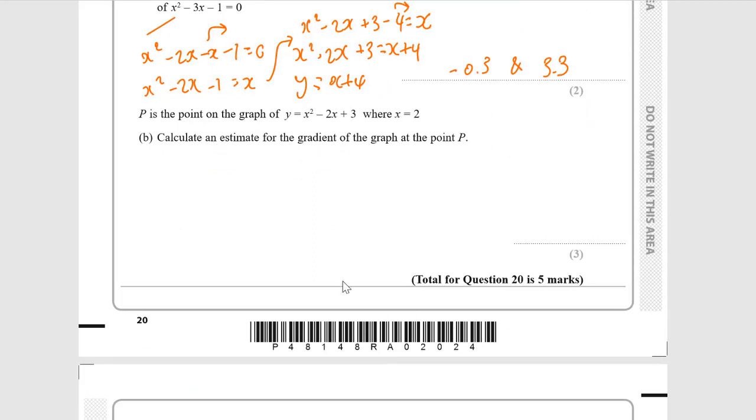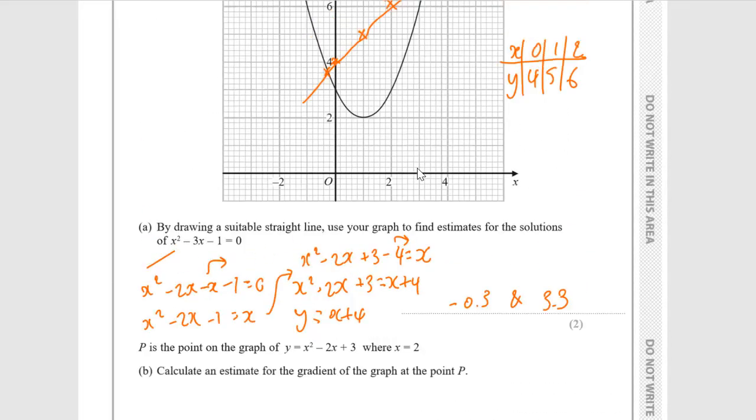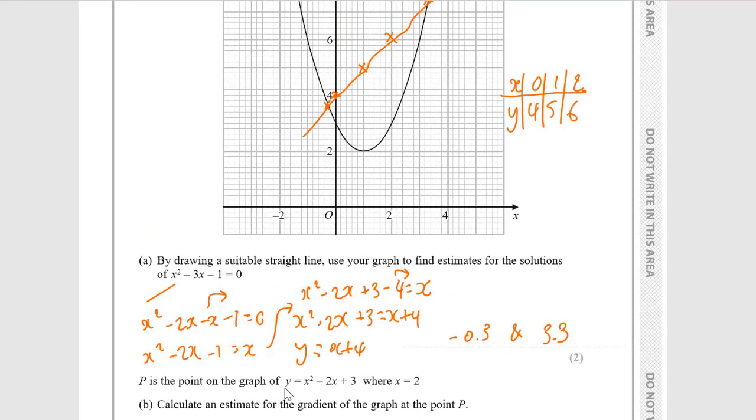So it says for B, calculate an estimate for the gradient of the graph at point P. And it says P is the point on the graph y equals x squared minus 2x plus 3, where x equals 2, which is here. So where x equals 2, we can try to figure out the gradient.